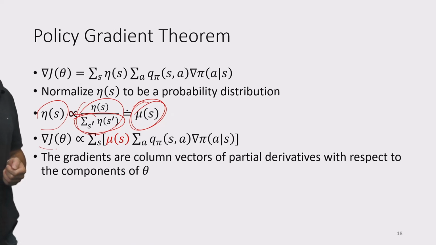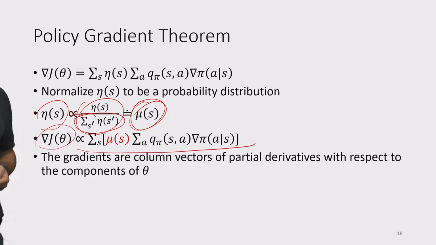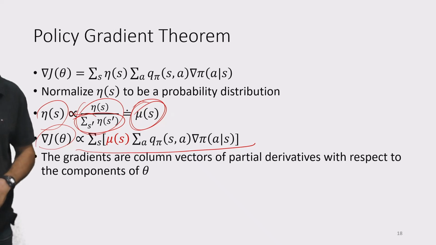And so we can say that the gradient of J is proportional to the value defined through mu of S instead of eta of S. And this is fine. Specifically when we use gradient descent, proportional gradients are usually fine, just because they are commonly absorbed in the learning rate, right? We take gradient descent steps, which are adjusted using the learning rate with a constant factor. In this case, the gradients are column vectors of partial derivatives with respect to the components of theta, our tunable parameters.